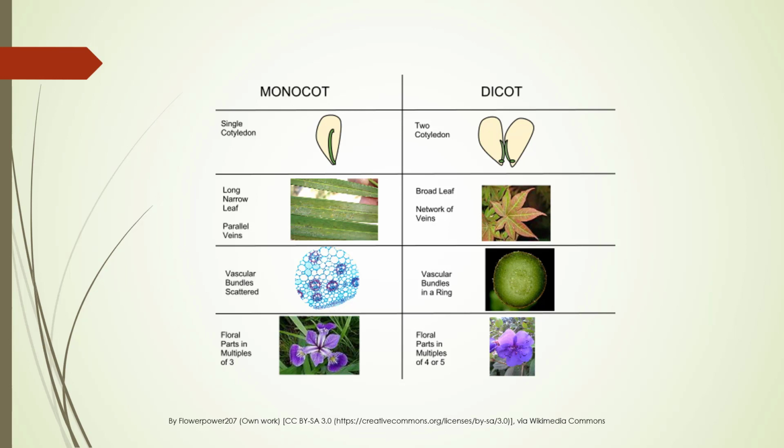Monocots tend to have long, narrow leaves, and their veins tend to be parallel. Dicots tend to have broad leaves, and they have netted veins. Within the stems, you will see the vascular bundles that are scattered within a monocot, and we'll talk about this soon. The vascular bundles are in a ring in a dicot, and then with the flowers, the floral parts are going to be multiples of 3 for a monocot and 4 to 5 for a dicot.